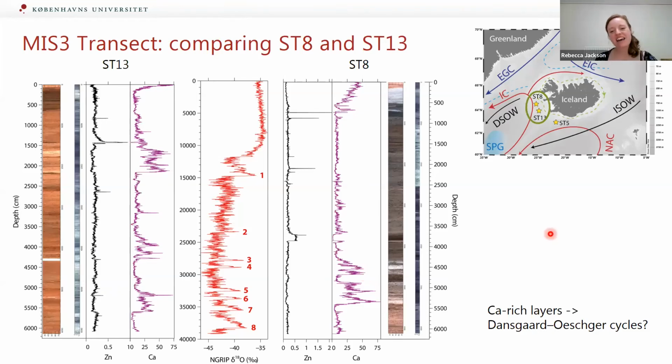And just to compare these, this is why I made a big point about the calcium record. So here's station 13 and station 8. I mentioned these zinc peaks on purpose. This is the one in station 8 and, oops, sorry. So first, this is the more obvious thing possibly. We have almost the same pattern of calcium, these very characteristic peaks in calcium.